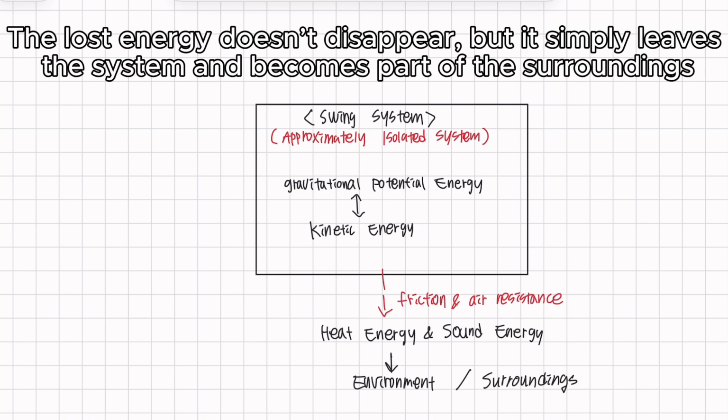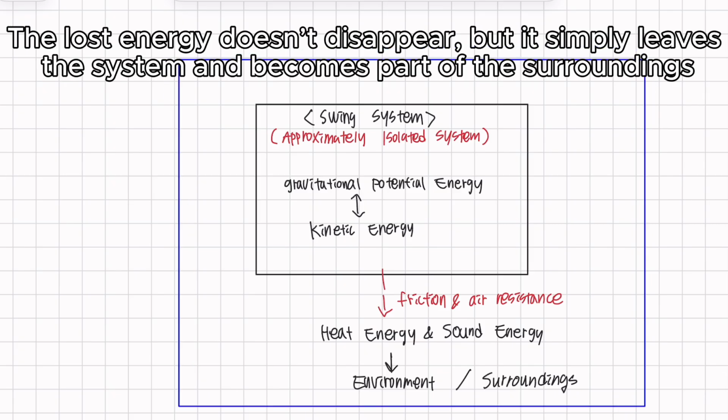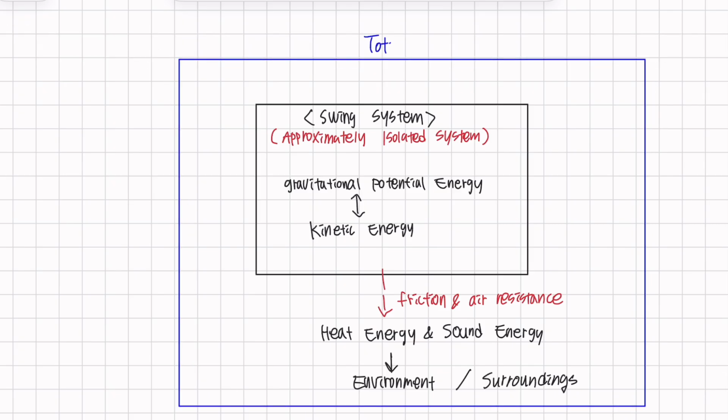The lost energy doesn't disappear. It simply leaves the system and becomes part of the surroundings. This demonstrates that the total energy of the universe is conserved, but the energy within an individual system can decrease as it changes into other forms.